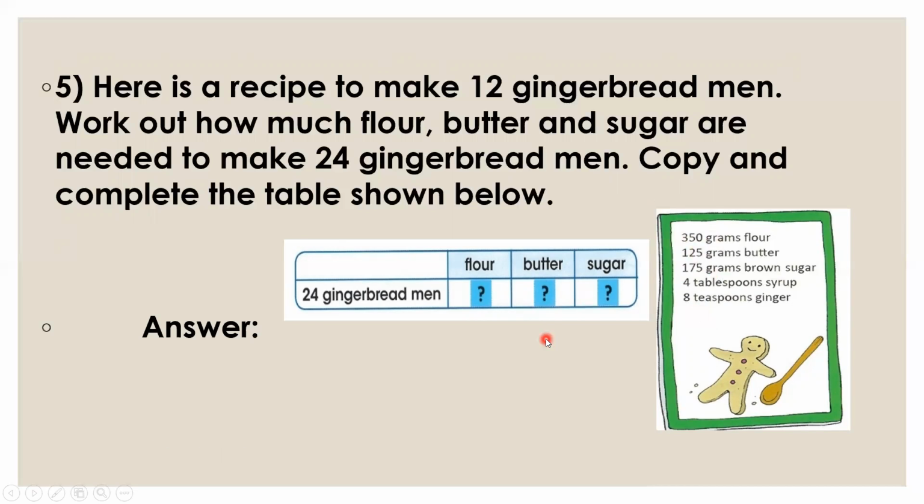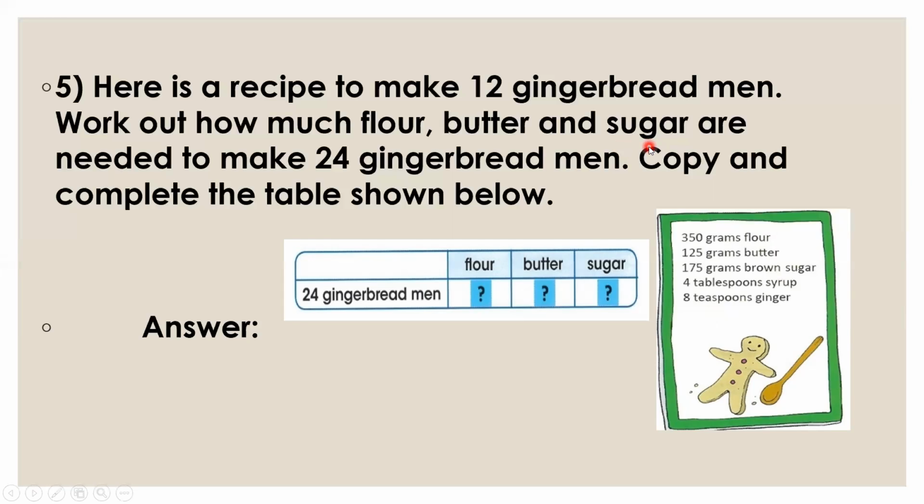So shall we start doing the answer part? Okay. So see here, we need to find flour, butter and sugar. So flour, for 12 gingerbread, it is 350. So for 24 gingerbread, how many? Double of 350. That is 350 multiplied by 2. That is 700 grams. Now, what about butter? Yes, butter, it is 125 grams for 12 gingerbread. So for 24 gingerbread, double of 125. So what is double of 125? 125 multiplied by 2. That is 250 grams.